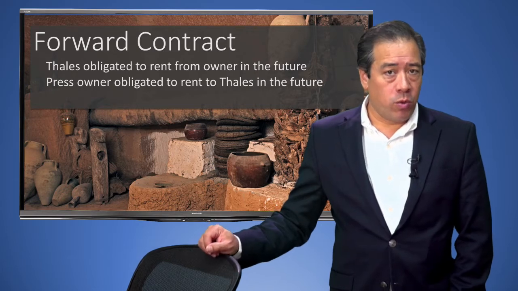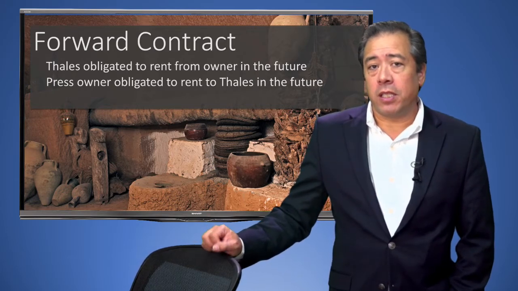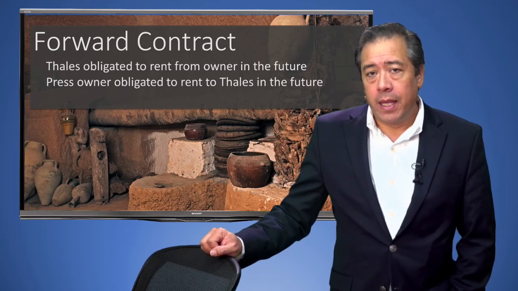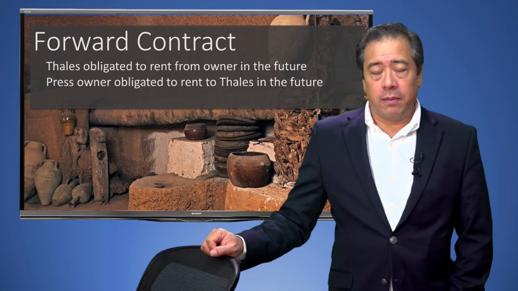In one version, Thales agreed in advance to rent olive presses, receiving a commitment from the press owners to provide him the presses at harvest time at a discounted rent relative to what they might normally have received. The press owners were comfortable accepting less rent because they were avoiding the risk that the presses might not get rented at all. This arrangement is similar to a forward or futures contract.